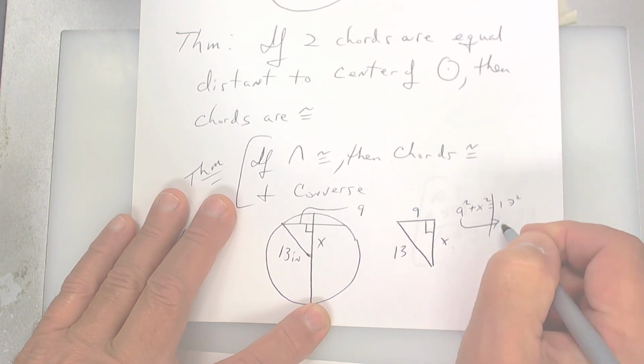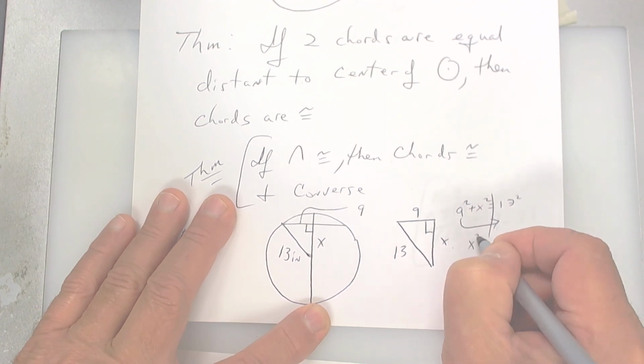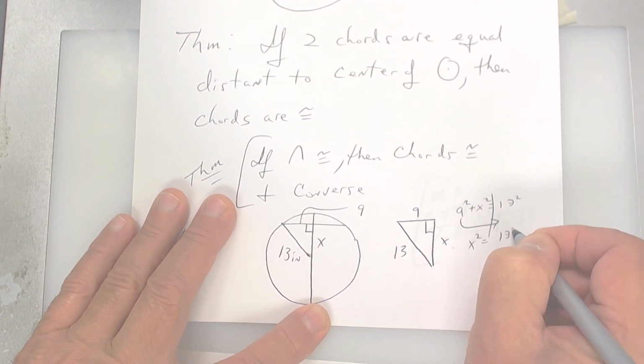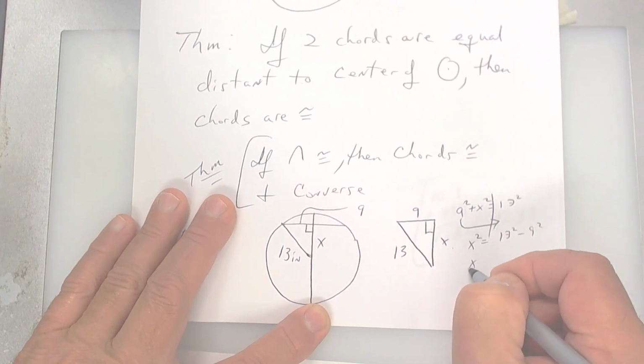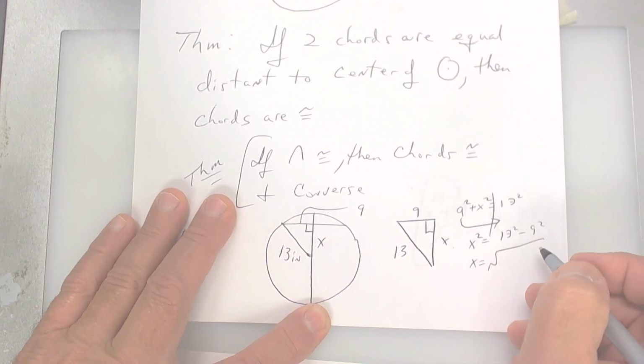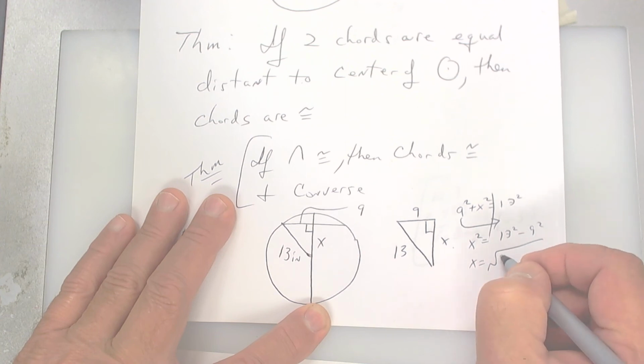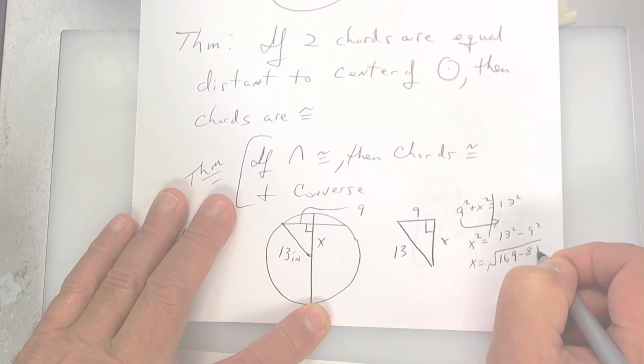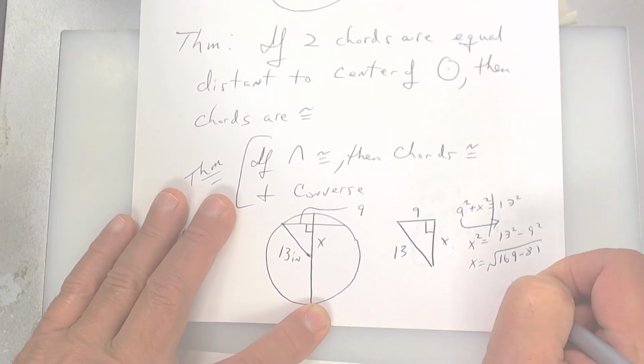So you're basically going to subtract. So x squared is equal to 13 squared minus 9 squared. So x is going to be the square root of whatever that is. I think 13 times 13 is 169. You can check it, minus 81. So whatever that is, is your answer. Really not a hard problem there.